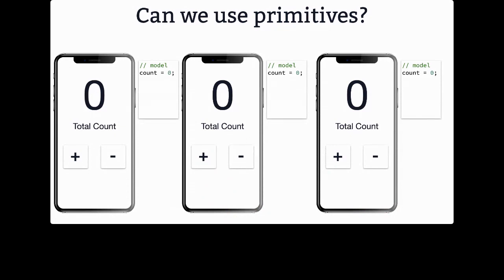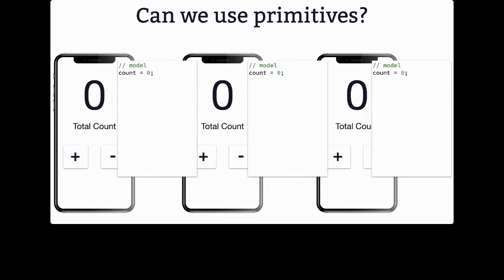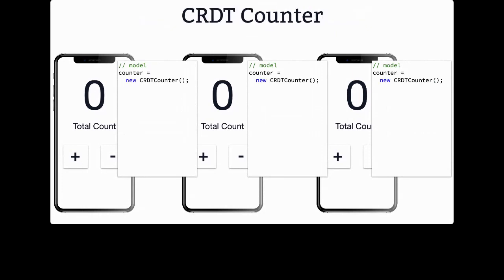However, if we swap out our integer-based counter with a CRDT counter, we won't experience the problem you just saw. And to increment the counters, all you need to do is call increment. And basically, this is all you need to know as a developer to interact with the CRDT counter. And again, by swapping out the integer for a CRDT counter, we can have a collaboratively maintained count that works even if the device is offline.